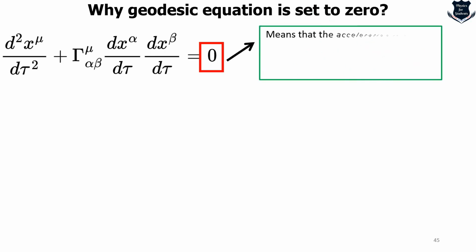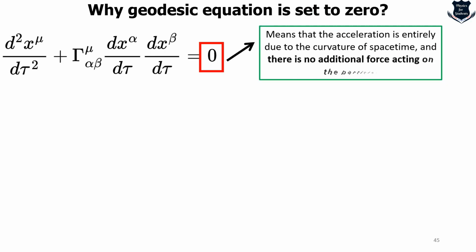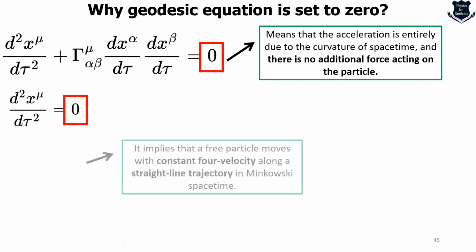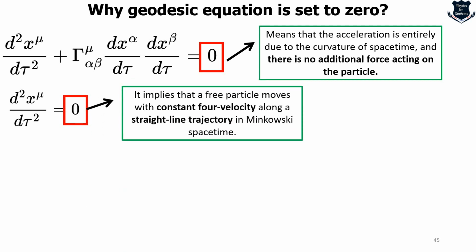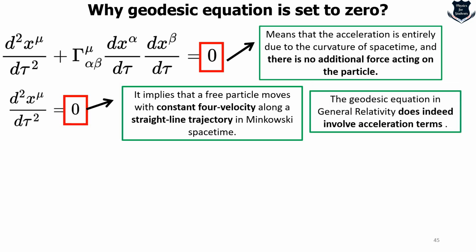The answer is that it means there is no acceleration, I mean to say no external force, and there is no additional force acting on the particle. So when it is set to 0, it implies that free particles move with constant 4-velocity. That means there is no acceleration, it is constant. But when we say the geodesic equation, it involves acceleration. So we are not setting acceleration to be 0. We are setting the equation to be 0 to mean that there is no external force.